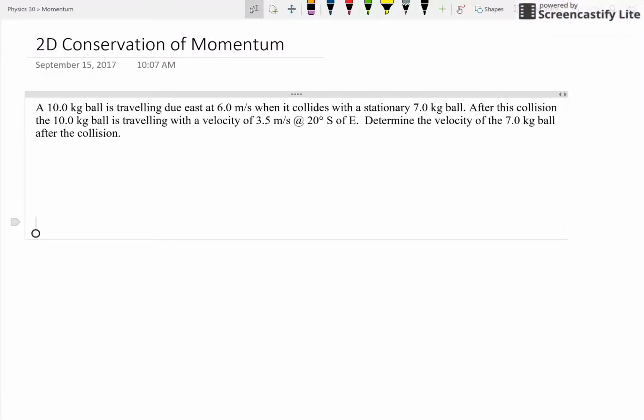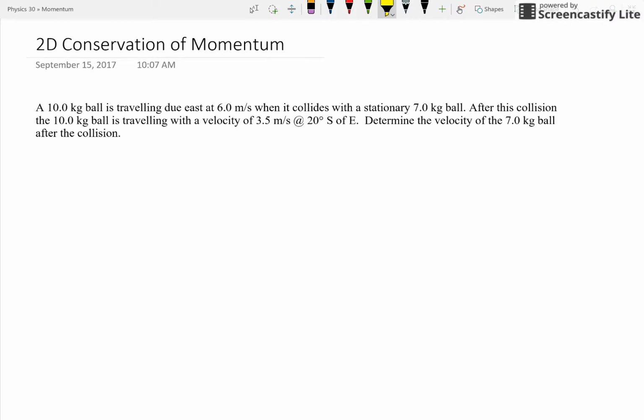Hi, we're going to take a look at solving two-dimensional conservation of momentum questions for Physics 30. Let's start with this question here, and you can use a highlighter or something like that so that you can organize what it is that you need to find.